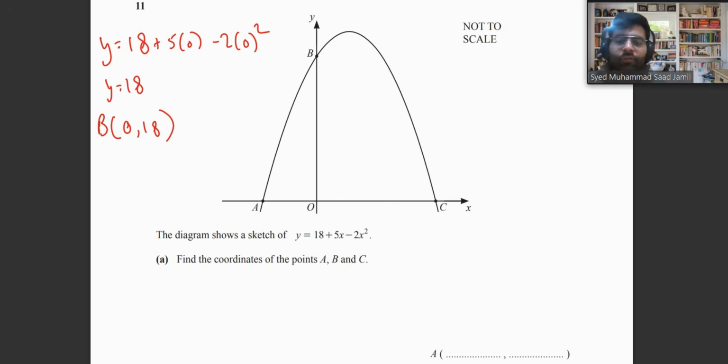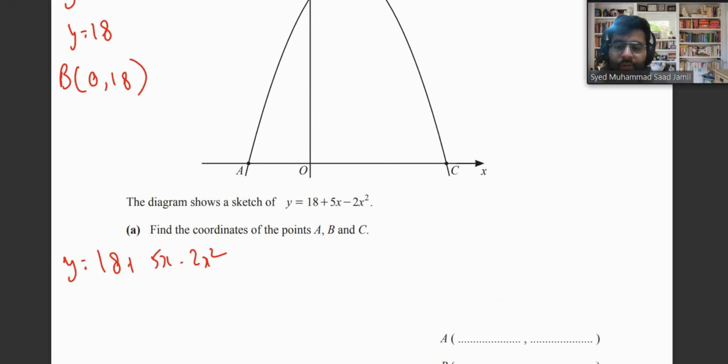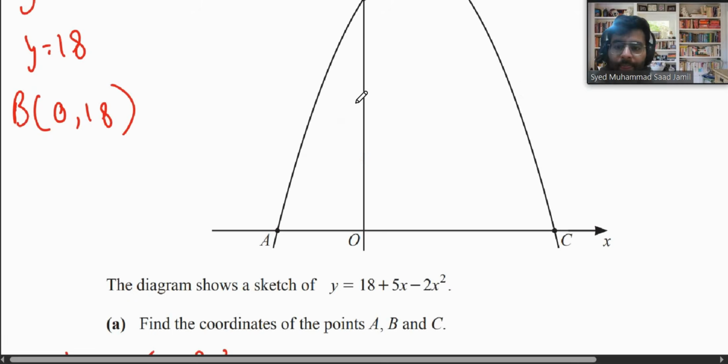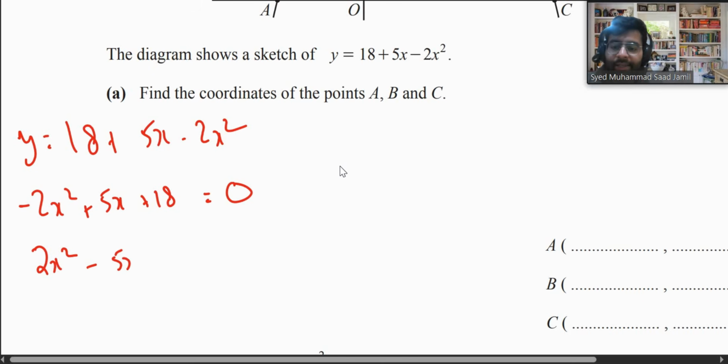Okay, as for point A, we know that it's x comma 0, so the value of y is 0, so that means y is equals to 18 plus 5x minus 2x square. Let me zoom it in. So this means negative 2x square plus 5x plus 18 is equals to 0. Multiply the whole thing with negative because we don't want x square to be negative. So this becomes 2x square negative 5x negative 18 is equals to 0.